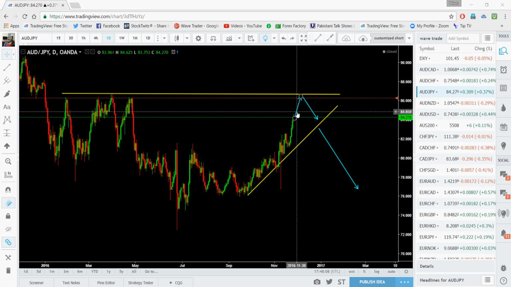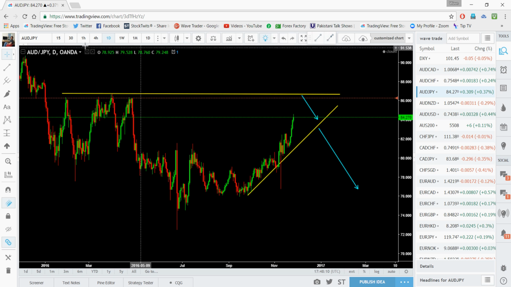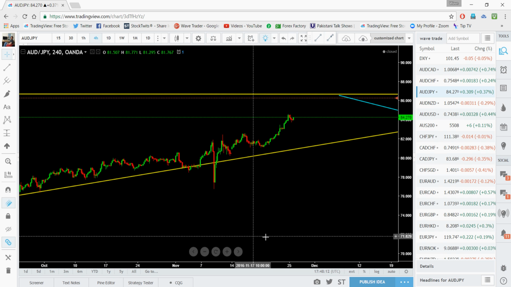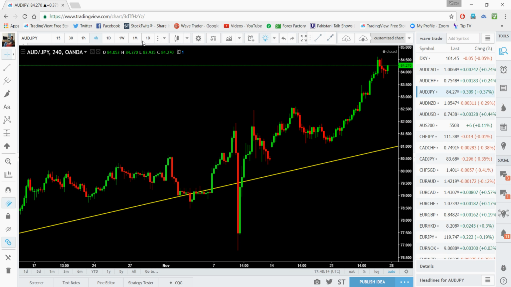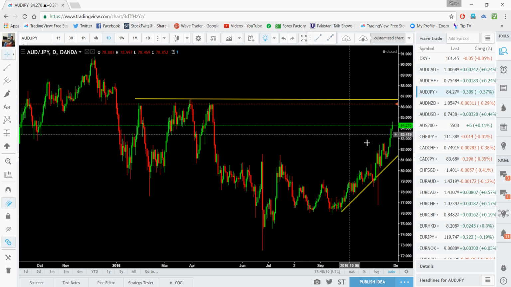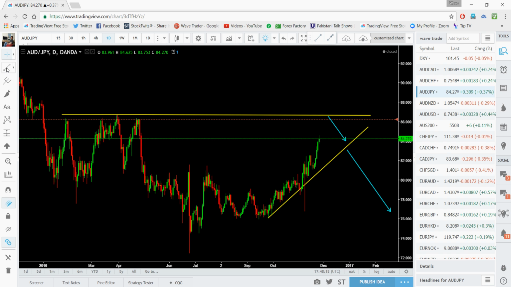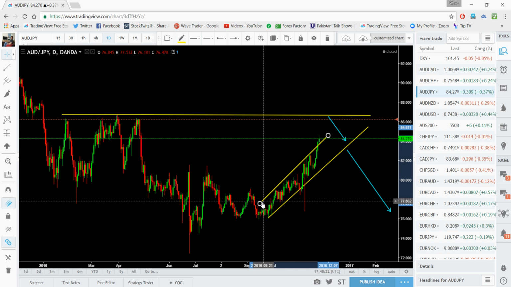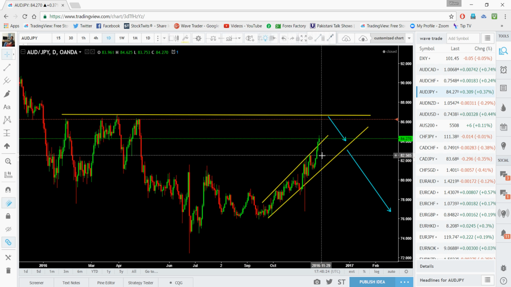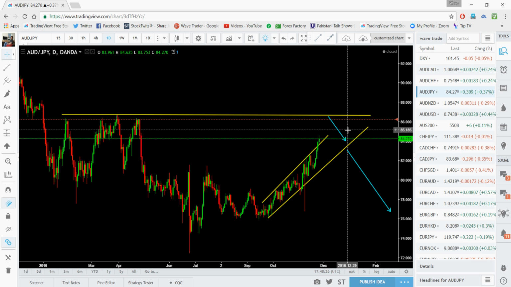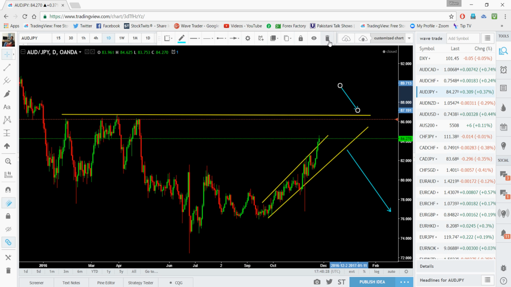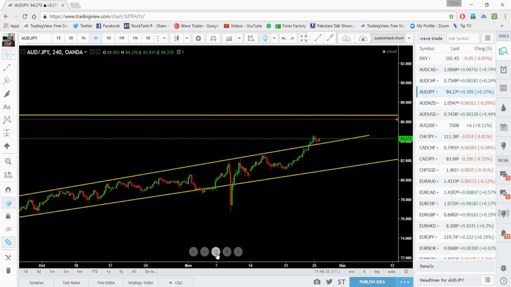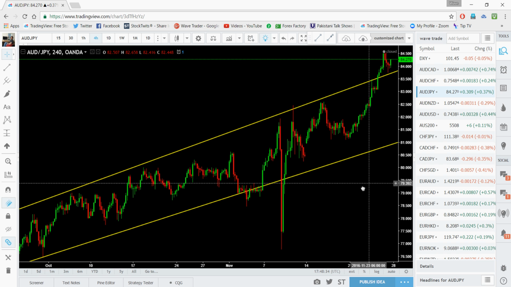So wait for the impulse on your lower time frame before getting into the market. Price is still flying here at the trend line. So let's look at the lower time frame. Playing something like that.